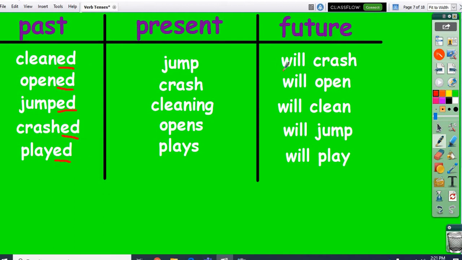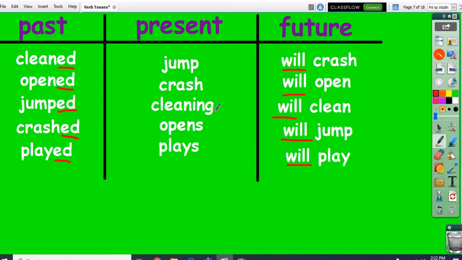And then we also realized yesterday that if it's in the future, what did we have to add at the beginning? That's right, you had to put will at the beginning to show that you're going to do it. You will crash the car if you don't slow down. You will clean your room after you spill the M&Ms everywhere. Those are all things that you're going to do. So you say you will do it. And that's what you do in the future.